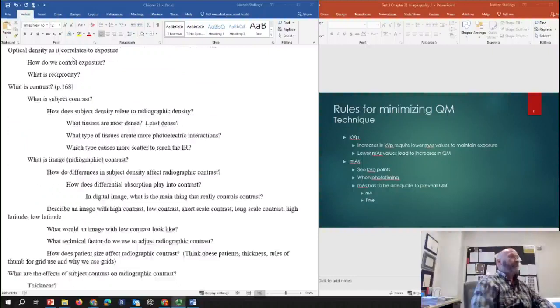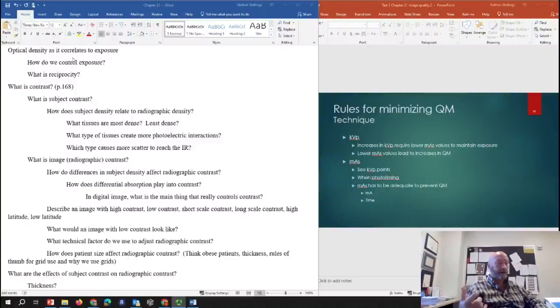Optical density, as it relates to exposure, doesn't really matter that much anymore, but it does still relate to your index number. So high exposure gives us an index number that indicates that we have a high exposure. So in some of your systems, your exposure goes up, the index number goes up.